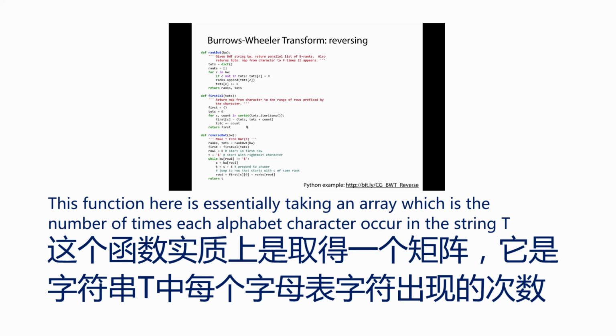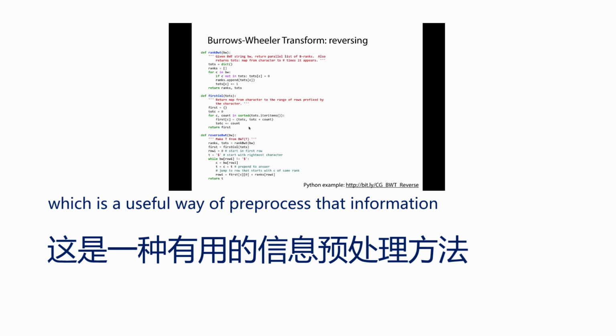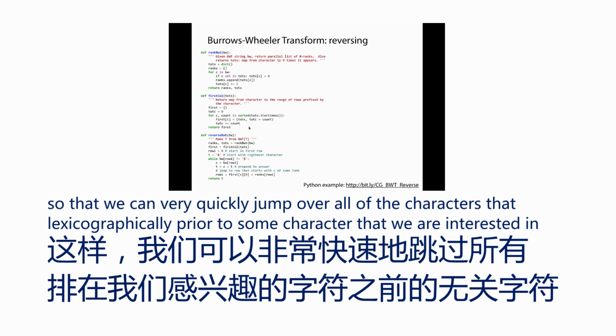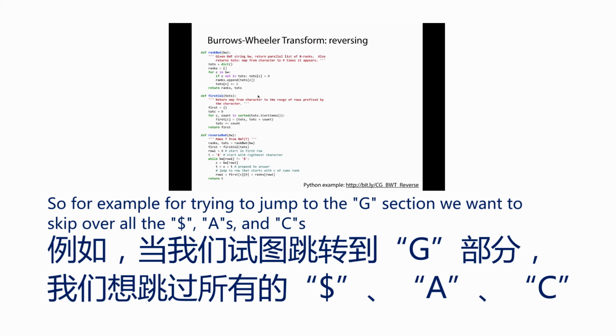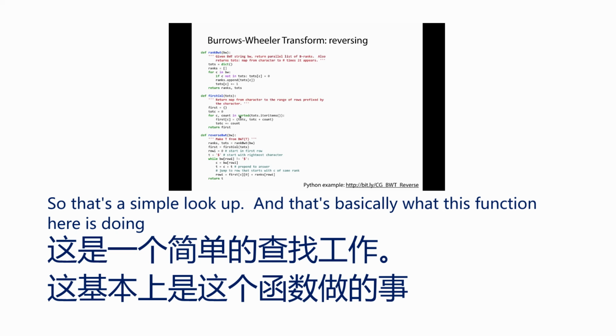This function here is essentially taking an array which is the number of times each alphabet character occurs in the string T, and then it's doing basically a prefix sum, which is a useful way of preprocessing that information so that we can very quickly jump over all of the characters that are lexicographically prior to some character that we're interested in. So for example, if we're trying to jump into the G section, we want to skip over all the $, A's, and C's, and so we can pre-calculate how many $, A's, and C's there are so that it's a simple lookup. That's basically what this function is doing.